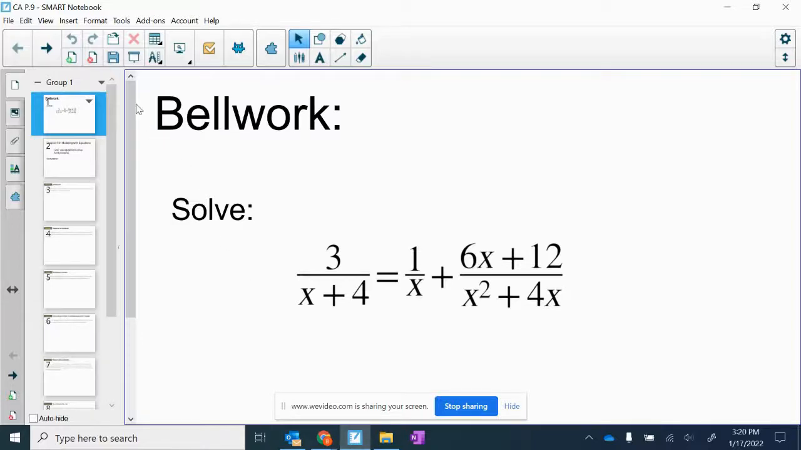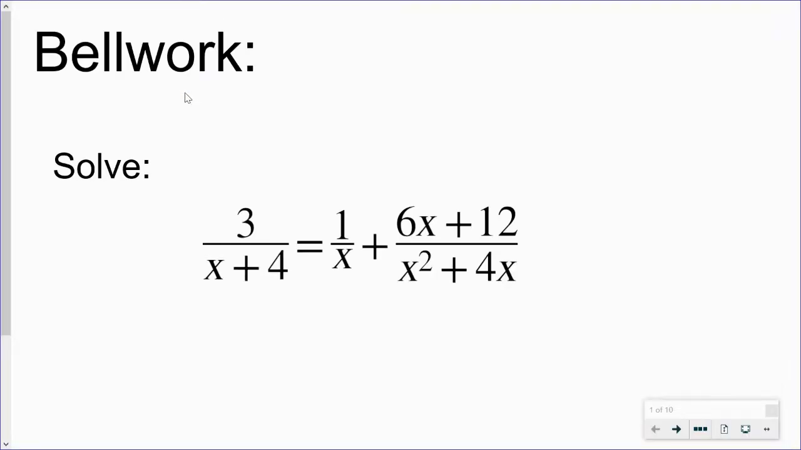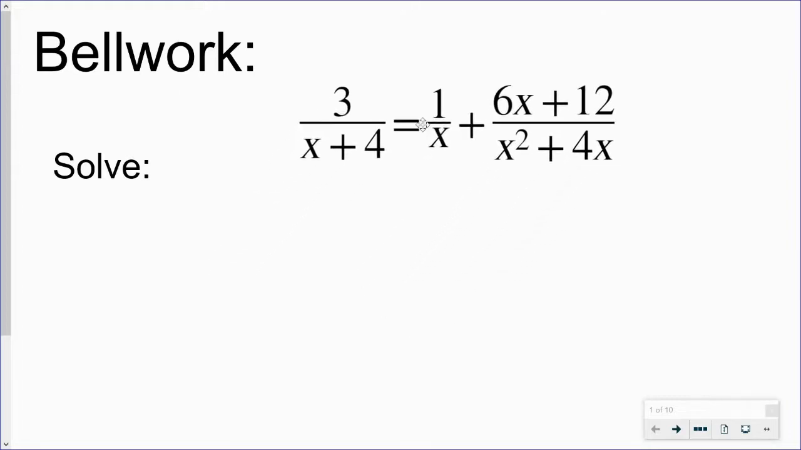All right, we're going to get into our last section here for our unit P, or our chapter P. So there's the bell work here. If you haven't tried it already, go ahead and pause the video and work through this bell work. If you've already done it, then we will work through it together here for the answer.